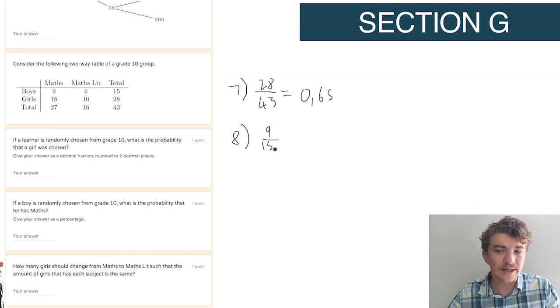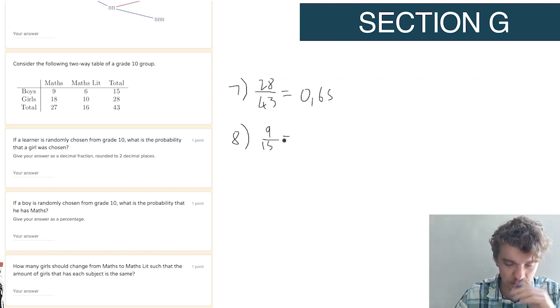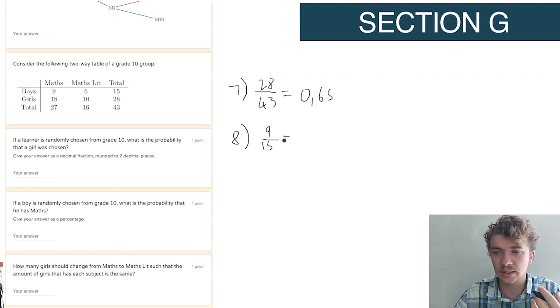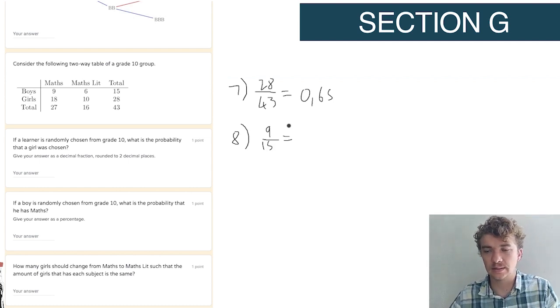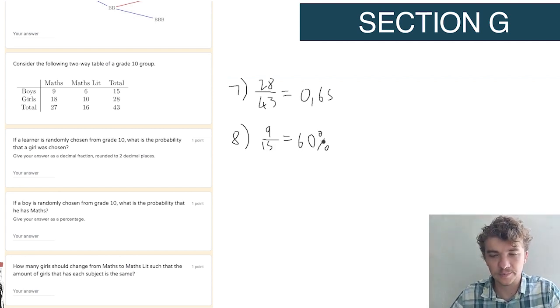Our answer is 9 over 15, because there are 9 boys that take mathematics and there are 15 boys in total. They asked to give the answer as a percentage, so you can just take 9 over 15 and multiply it by 100. And then you get 60%. Again, they only want the numeric value. And then the last question.